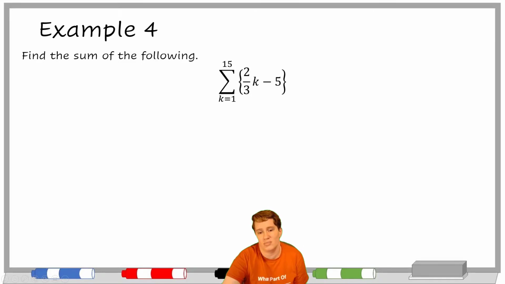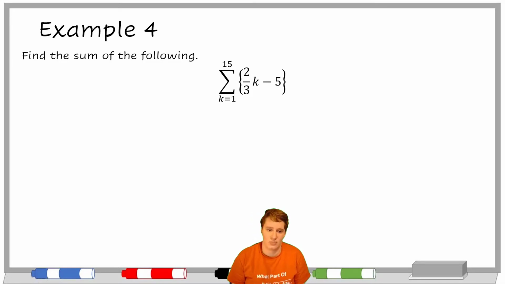Whatever this bottom number is, it will tell you the variable that's involved here. So k equals 1. K is also the letter we have on the right side here. But it's saying start with 1 and plug it in, and keep doing that until you get to 15. And then take all of those answers and add them together.